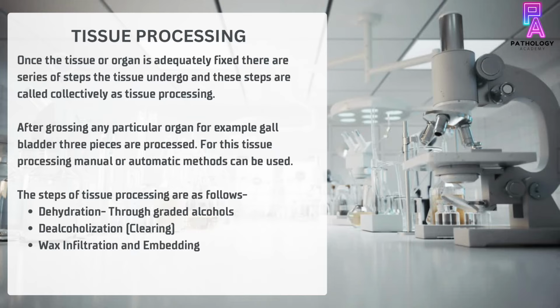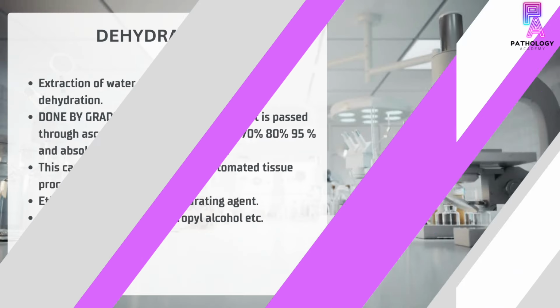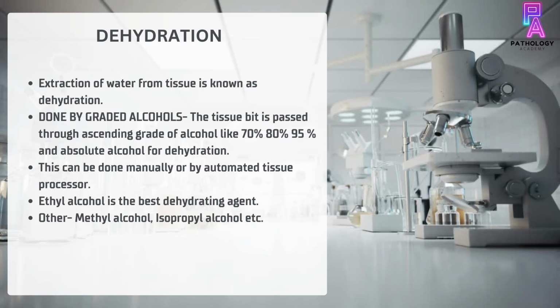Coming to tissue processing. Once the tissue or organ is adequately fixed, then a series of steps are done on the tissue, and these steps are collectively known as tissue processing. The steps of tissue processing are dehydration, dealcoholization or clearing, embedding. Coming to the step dehydration.